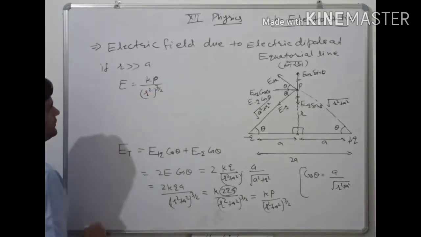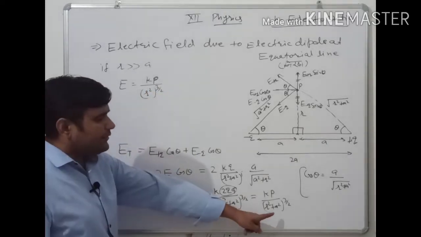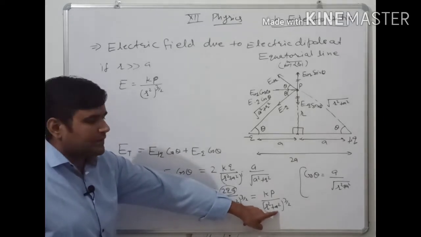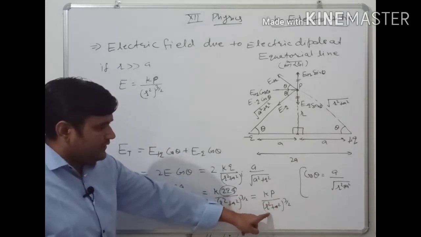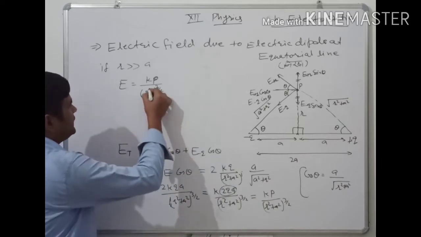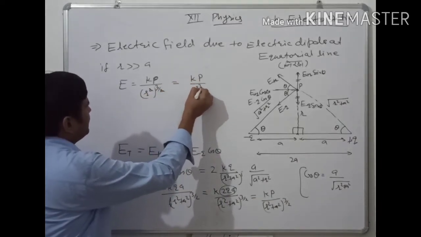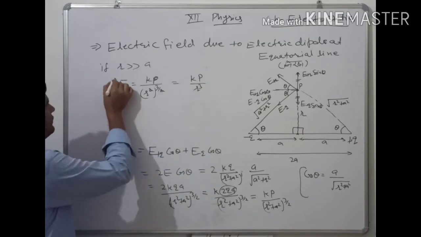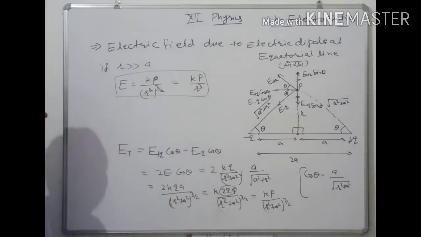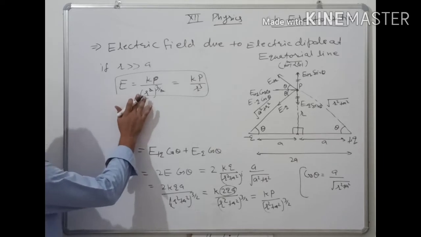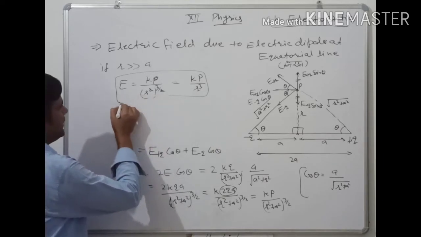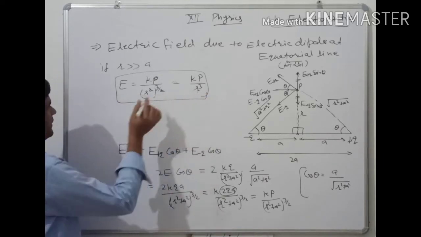Clear? Because in this case a is to be neglected, a equal to 0 when we put it, so it becomes r square to the power 3/2. Now these powers are cancelled out, and it is kp upon r cube. Clear? Now it is the formulation of the electric field. Now we are rearranging both the formulations, comparing both the formulations.